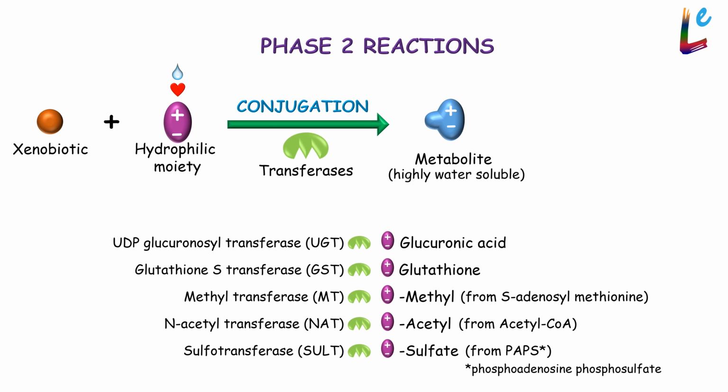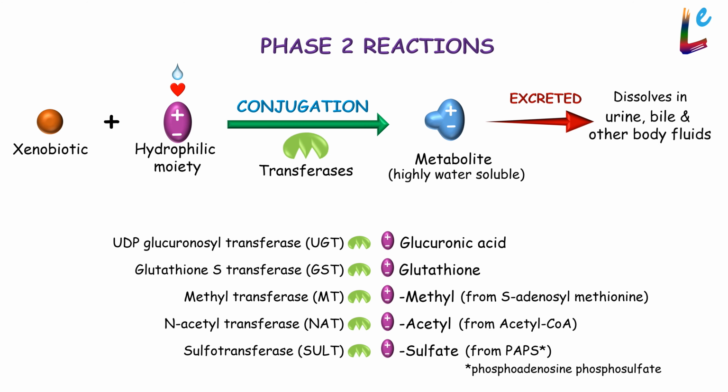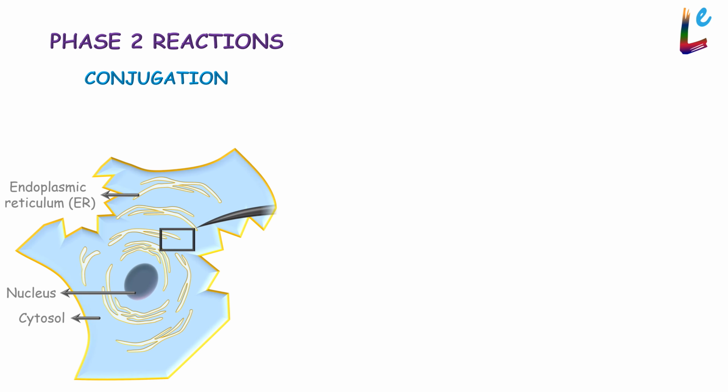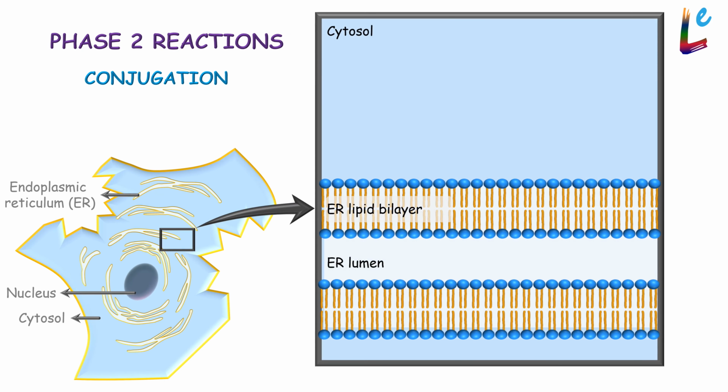The conjugate formed is highly water soluble. It can dissolve in urine, bile, or other body fluids and is easily excreted. The site of conjugation reactions is based on the location of the enzymes within the cell. Glucuronosyl transferase is a microsomal enzyme, so glucuronidation occurs in the endoplasmic reticulum. Other phase 2 enzymes are mostly cytosolic.